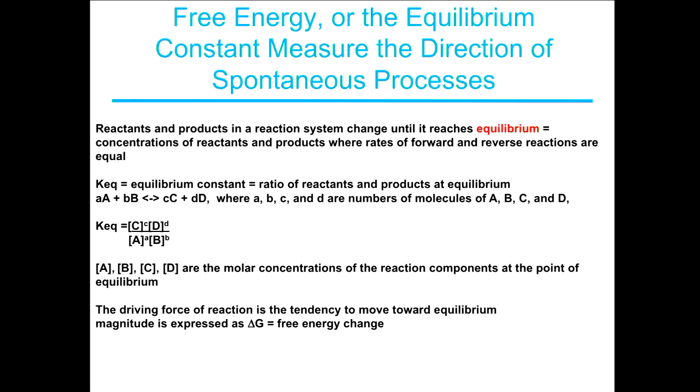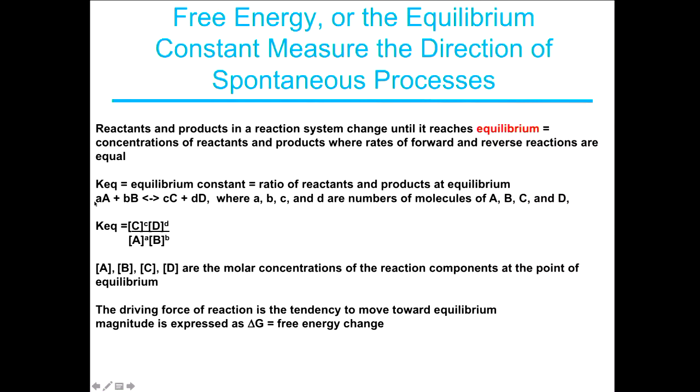Okay, so you have this point where you have equilibrium. And we can talk about what that point is for a particular reaction by using something called the K equilibrium, the equilibrium constant, the ratio of the reactants and the products at equilibrium.